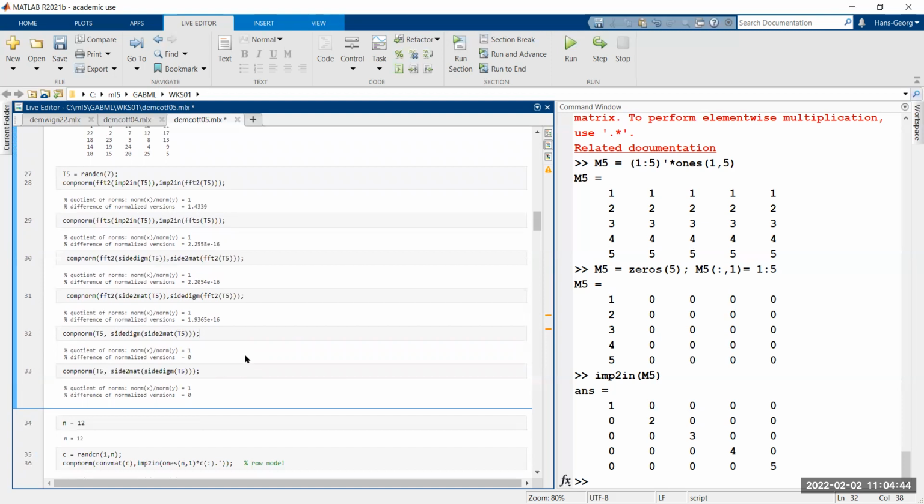So this is more or less just a confirmation. I have also implemented the inverse automorphism for the imp2in. I called it, of course, in2imp. I have not used it really much. So we have different automorphisms of phase space.